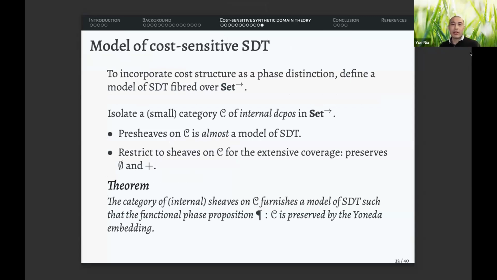Now, to interpret this new cost-sensitive version of synthetic domain theory, we'll define a model that is fibered over the category of families. To start, we'll isolate a category of internal DCPOs in the category of families. Taking presheaves, we almost have a model of synthetic domain theory, but to get an actual model, we need to preserve some colimits that are in the base category of domains. And this is done by restricting to sheaves for the extensive coverage on the base category of domains.